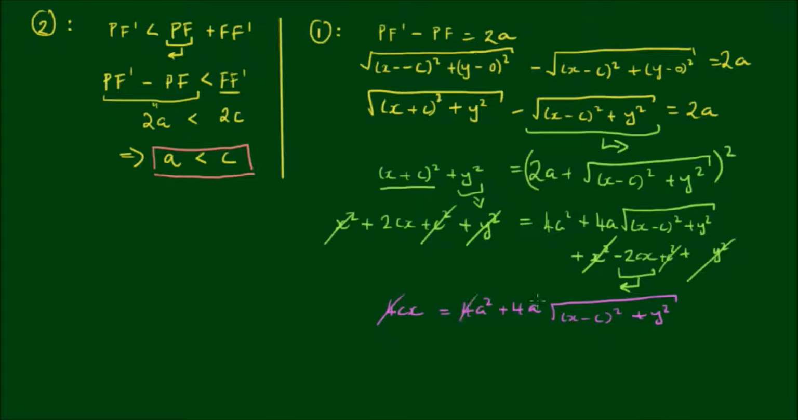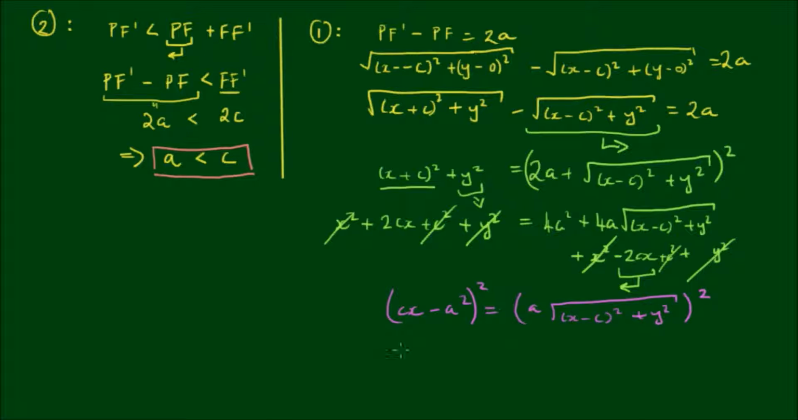These 4's can cancel. And let's take this a squared to the other side. So we have cx minus a squared is equal to a times the square root of x minus c all squared plus y squared. Now to get rid of this square root on the right hand side, we have to square the right hand side. So we have to square the left hand side as well.